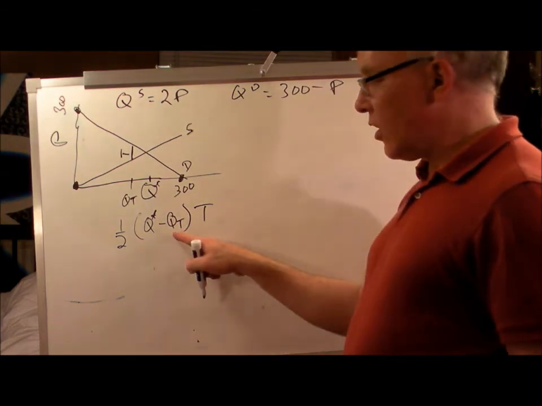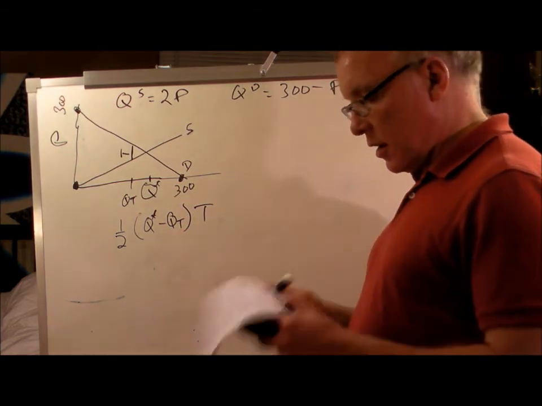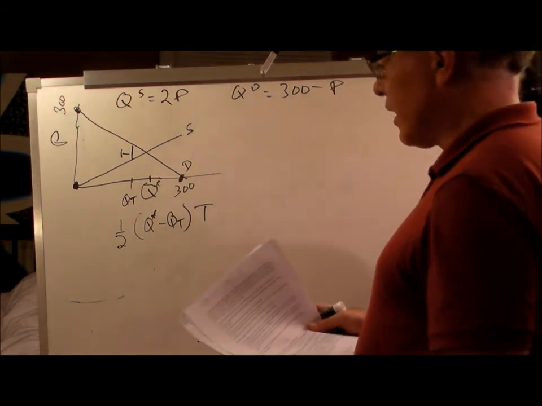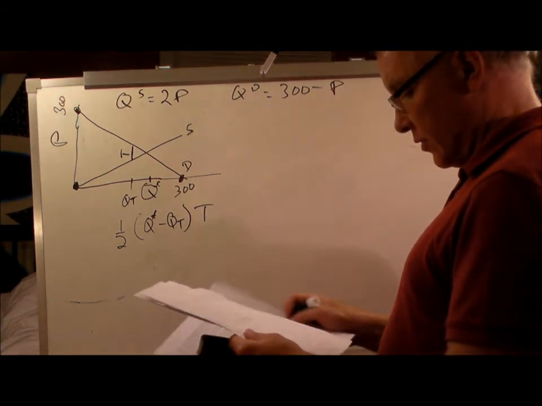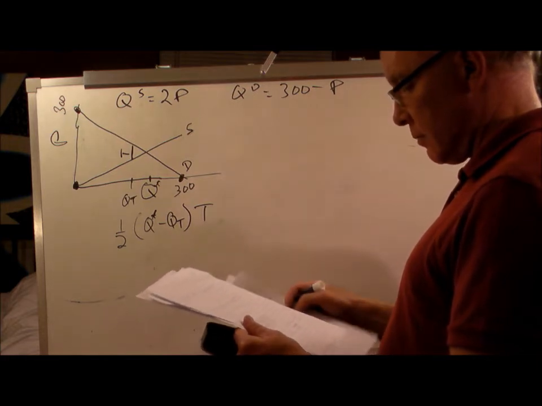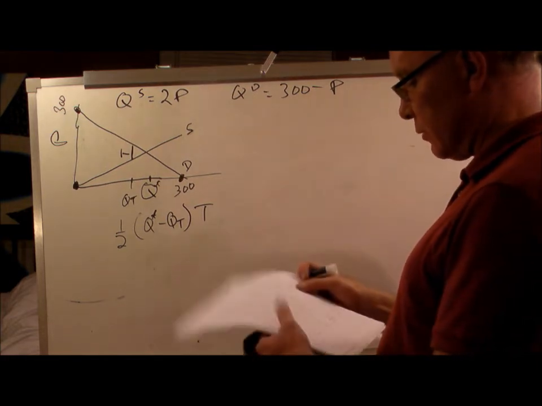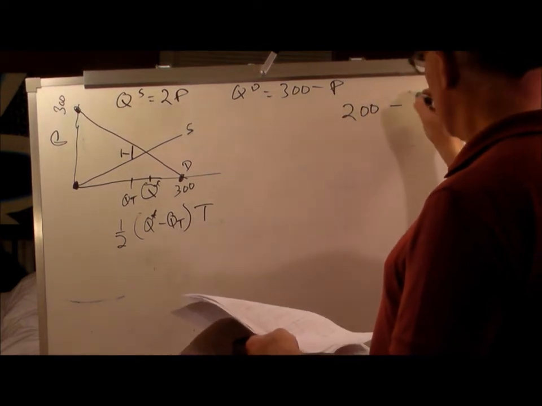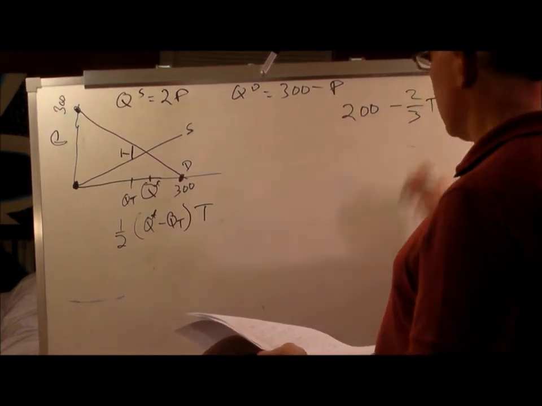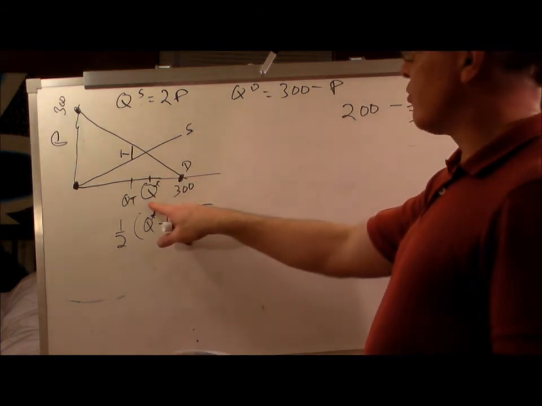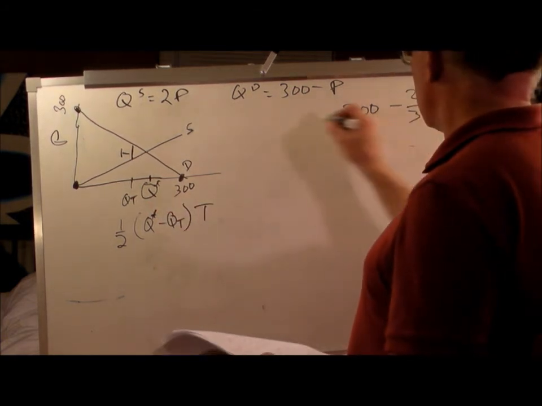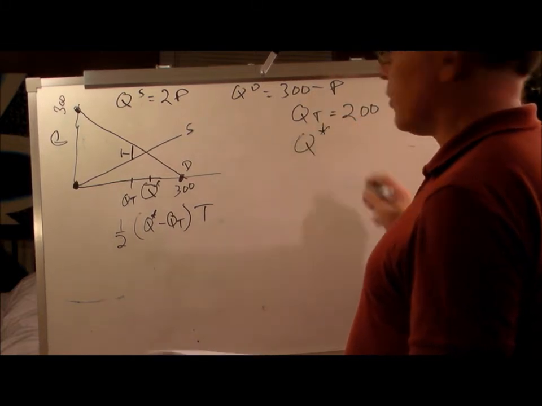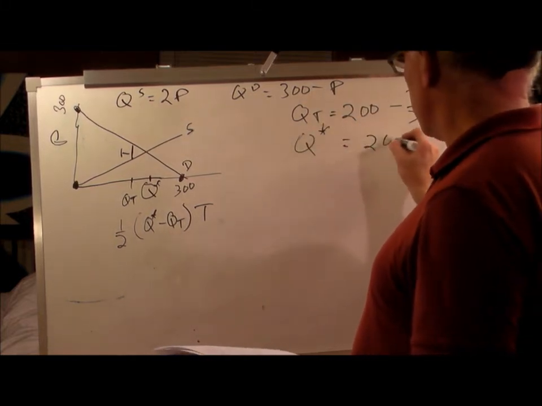Well, we actually know what this difference is, because remember, in the earlier part of the question, we found out what the quantity was going to be after the tax. And that quantity, which I remember I was very happy that the quantity supplied equals the quantity demanded, was 200 minus 2/3 T. And this is the quantity with the tax, and in the very first part of the question we solved for the equilibrium quantity, which of course was 200.